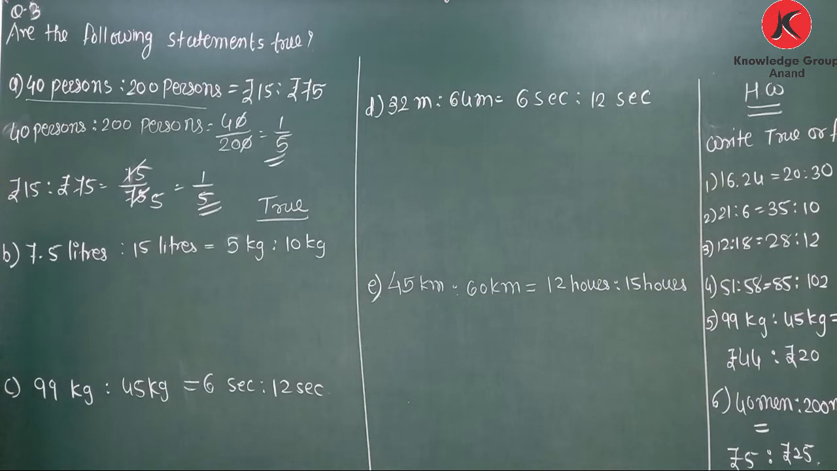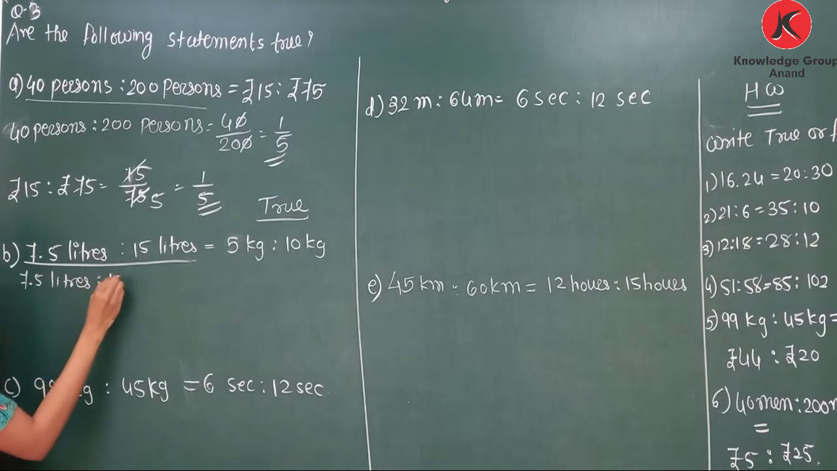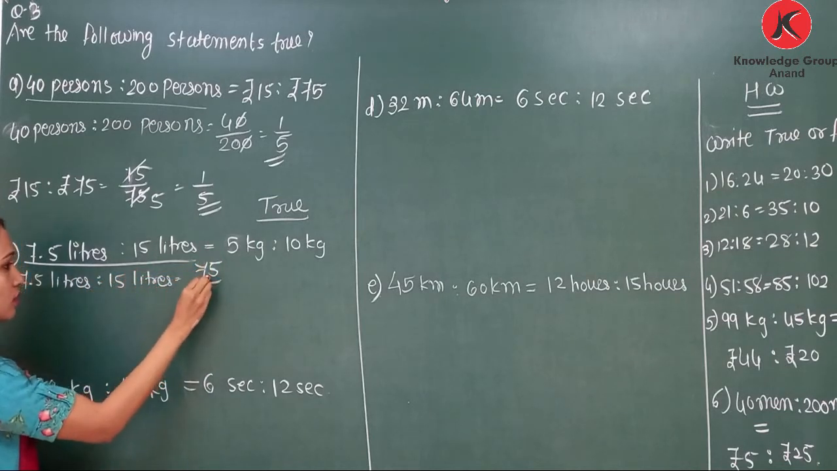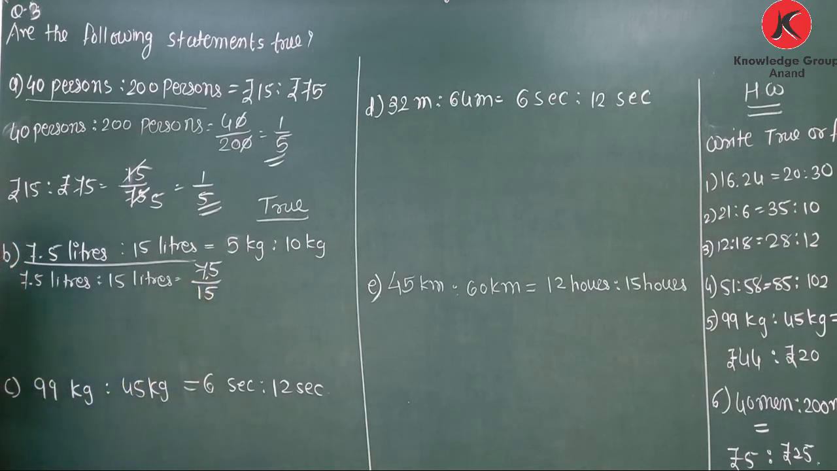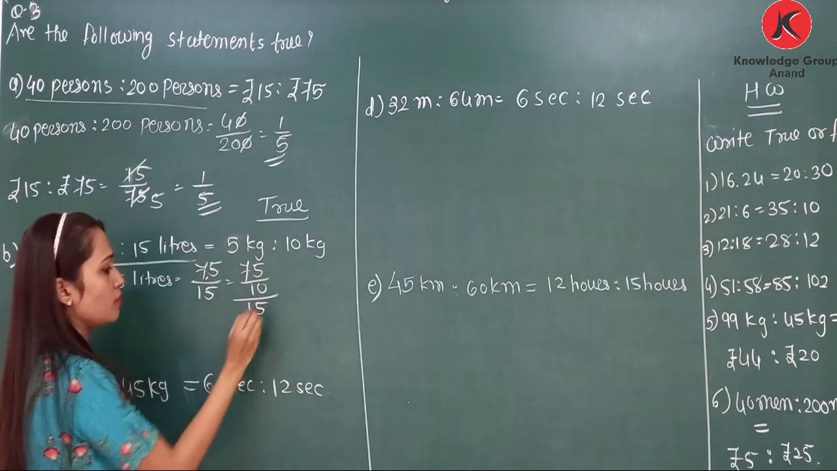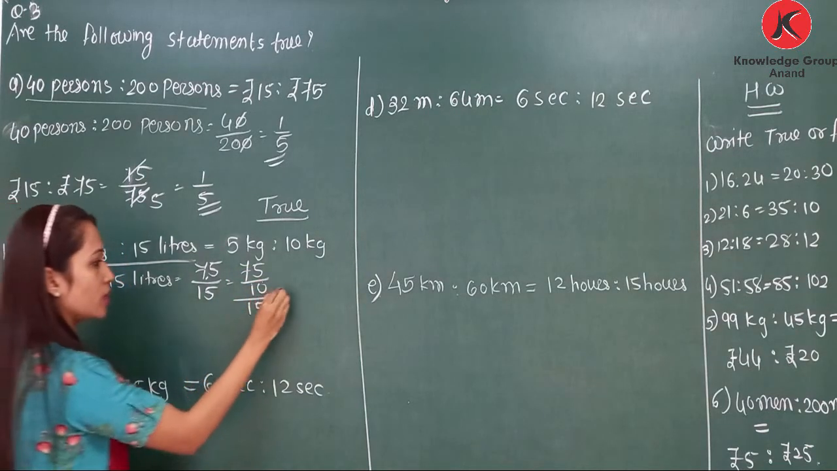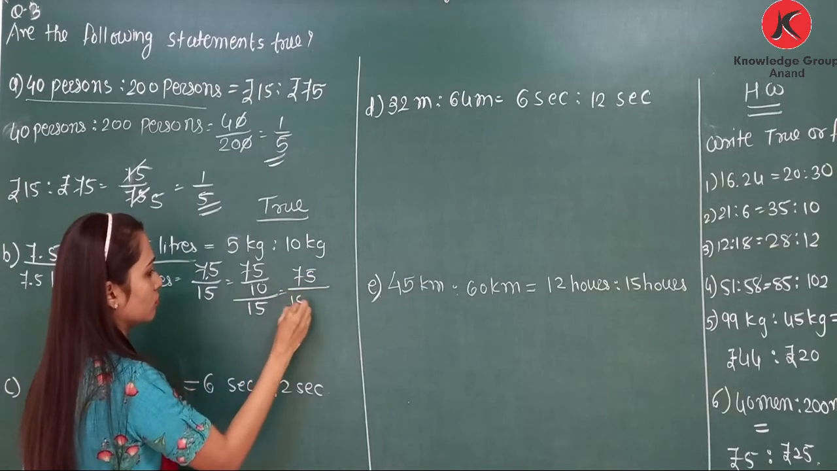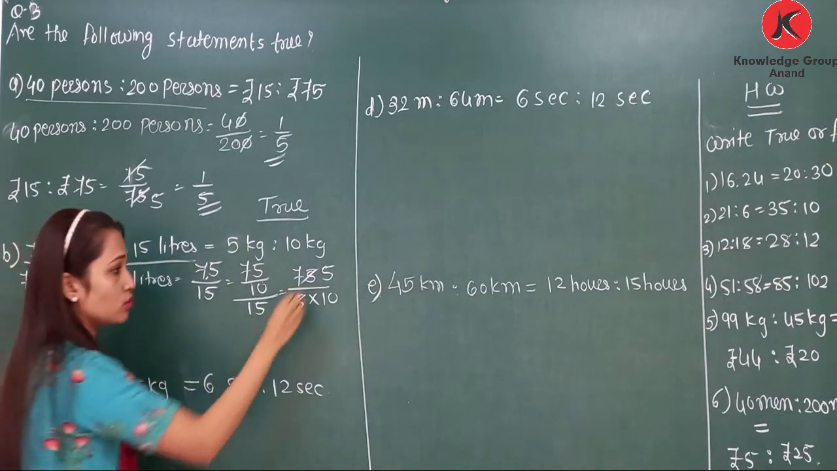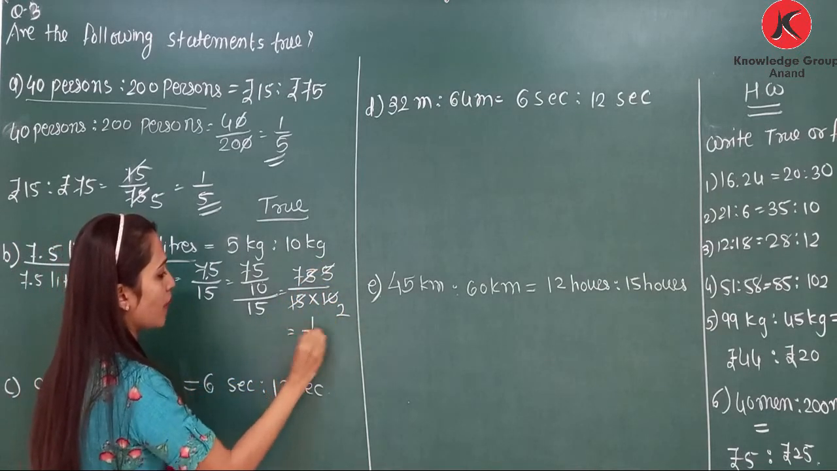Next, 7.5 liters to 15 liters is equal to 5 kg is to 10 kg. So let's find first 7.5 liters to 15 liters. 7.5 will be the numerator, 15 will be the denominator. 7.5 is 75 by 10 and 15 will be here. So 10 will be in the denominator. 15 5s are 75, 5 2s are 10, so it is 1 by 2.